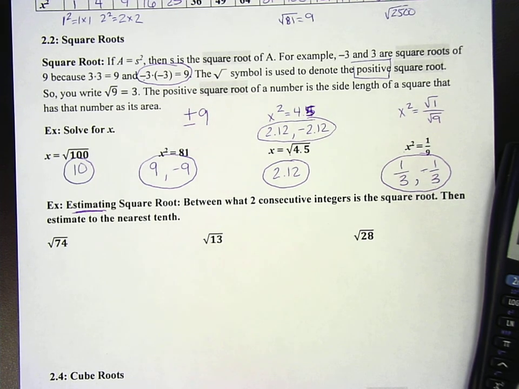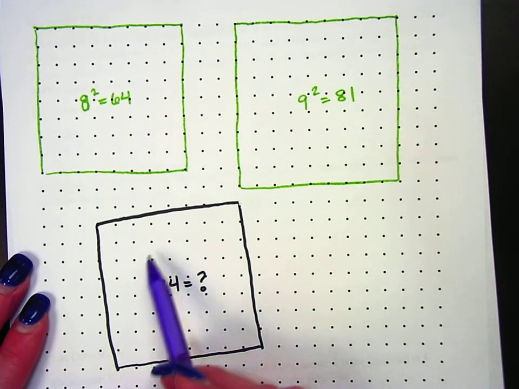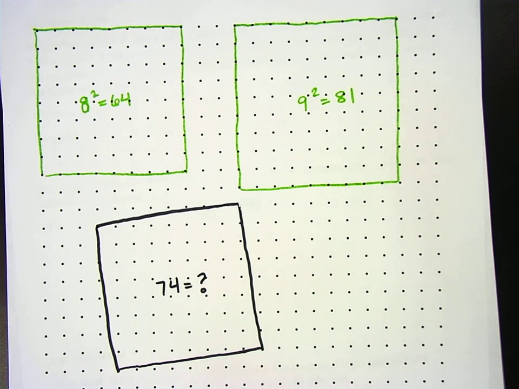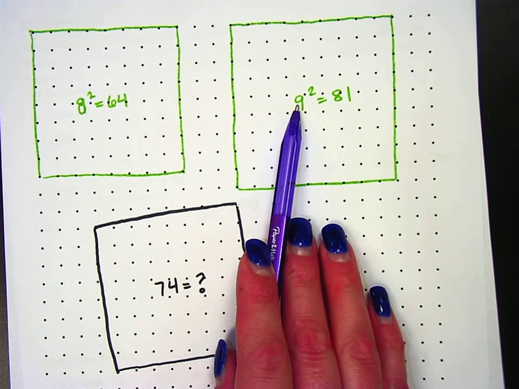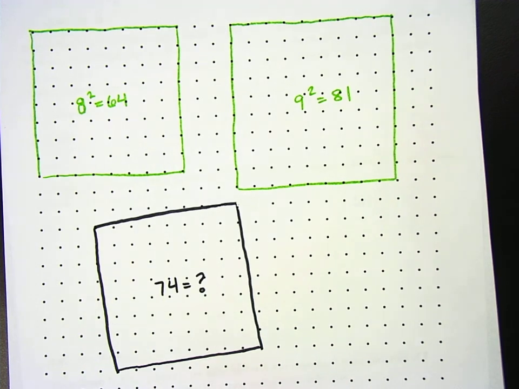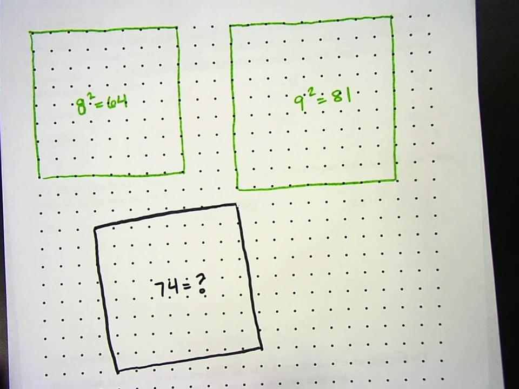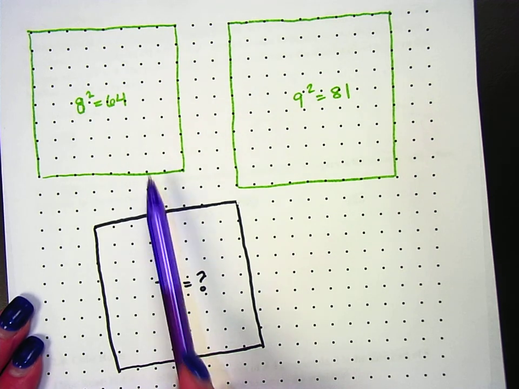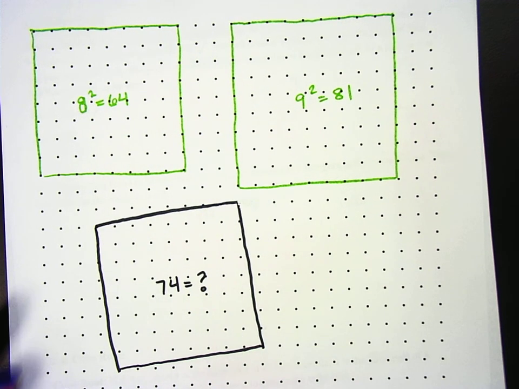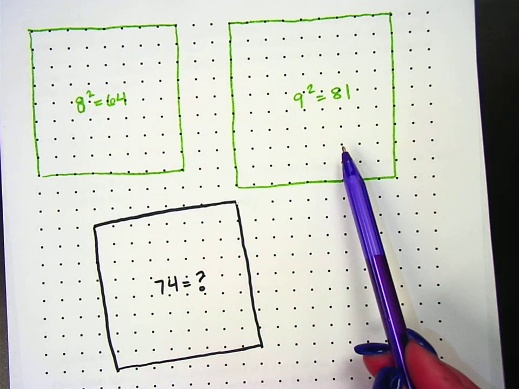In order to make an educated guess, I have a dot graph here for you. So if I had 74 boxes, my goal is to guess which two numbers is it between. Okay, so I can visually see 8 times 8 would make 64 boxes. 9 times 9 would make 81 boxes. So my 74 is in the middle between these two sides. So when I guess my decimal, I want to guess 8 point and then something a little bit more to get to 74.